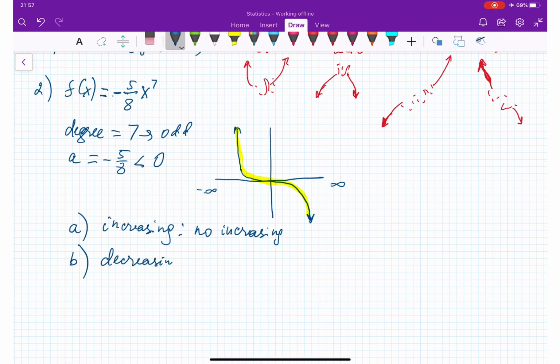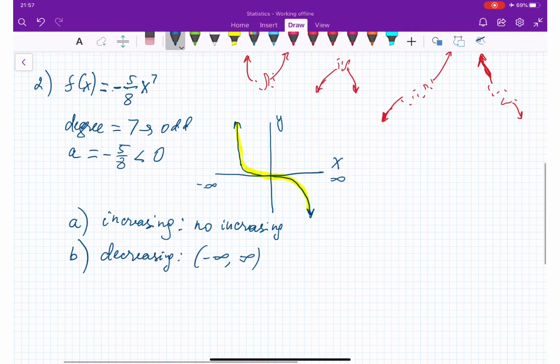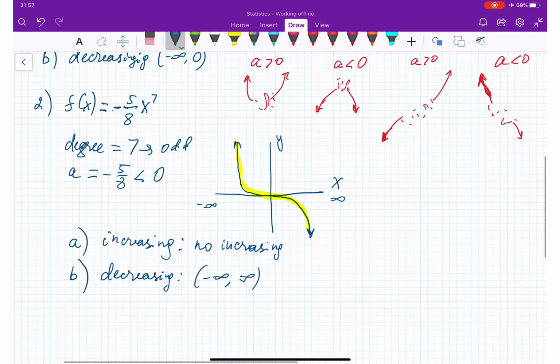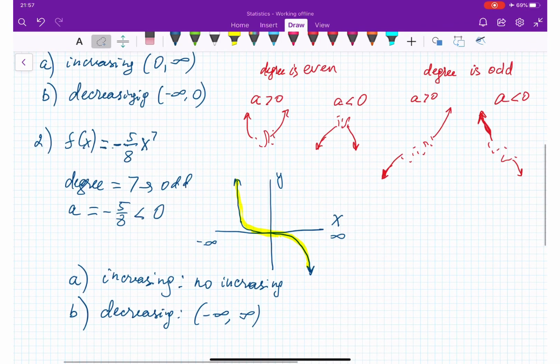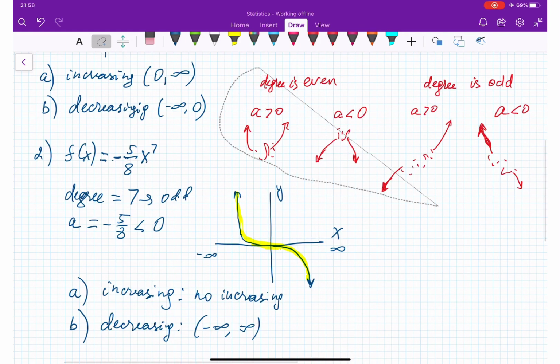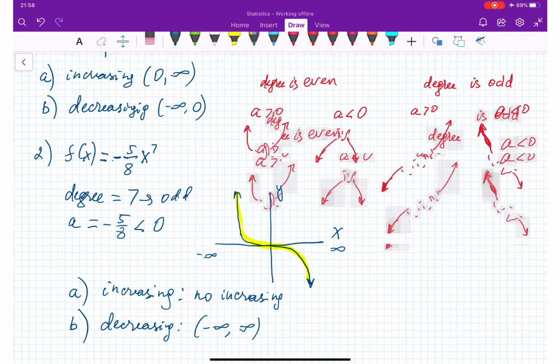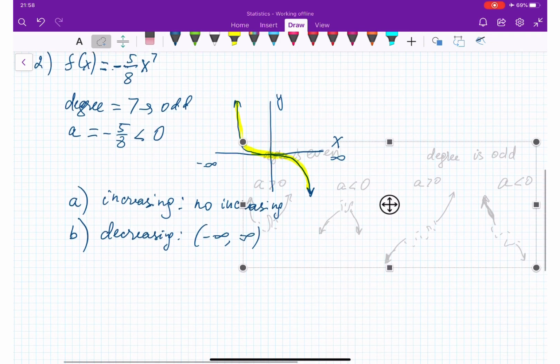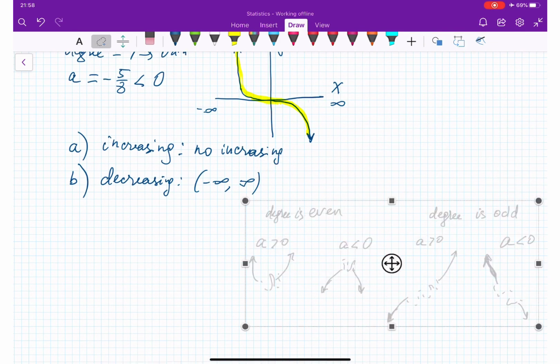When we're talking about increasing and decreasing, don't get confused. We are not talking about y, we are talking about the x interval, from negative infinity to positive infinity. Next one. Let me move this down.